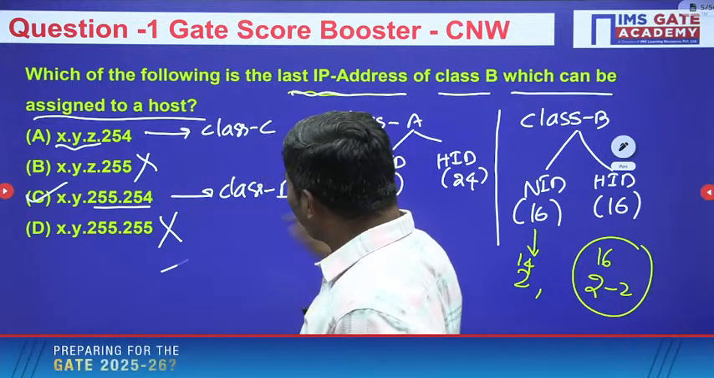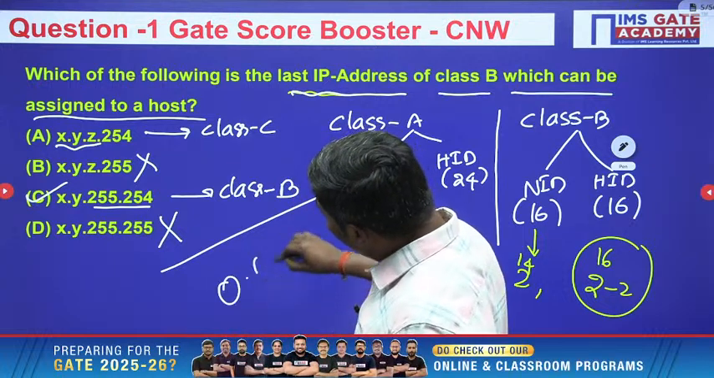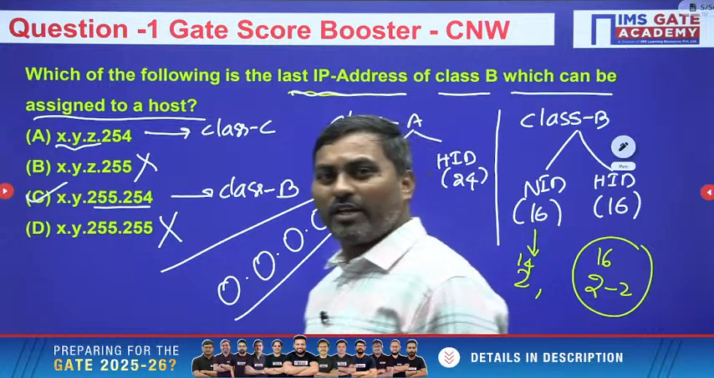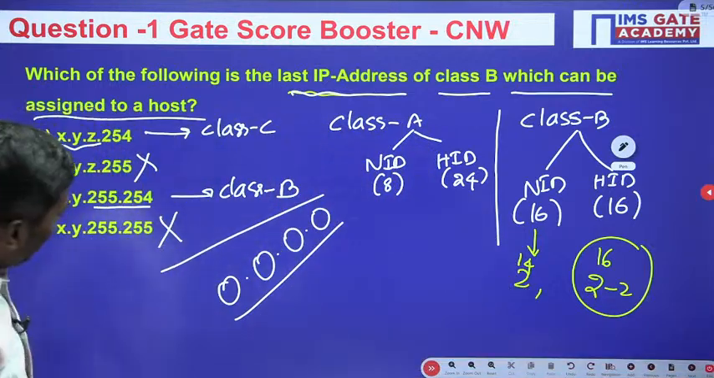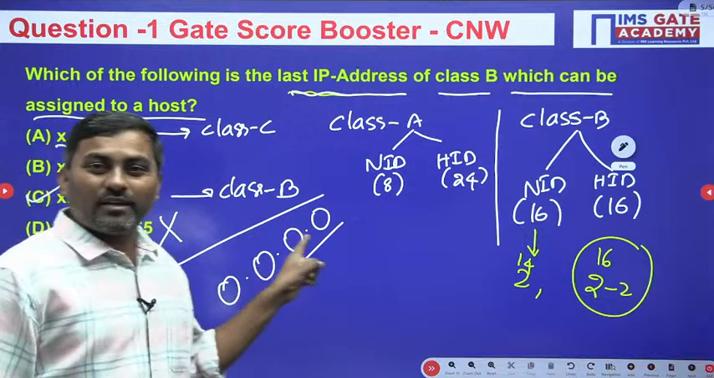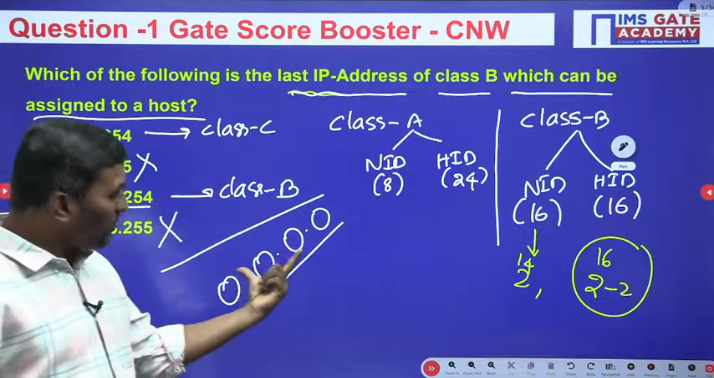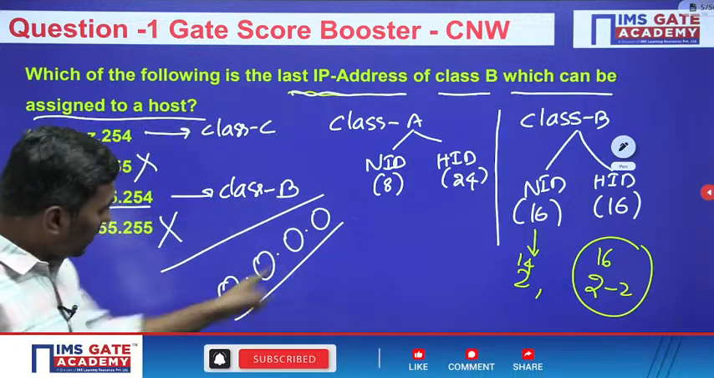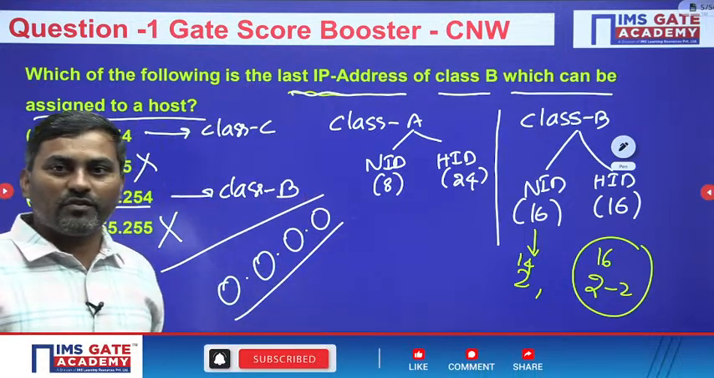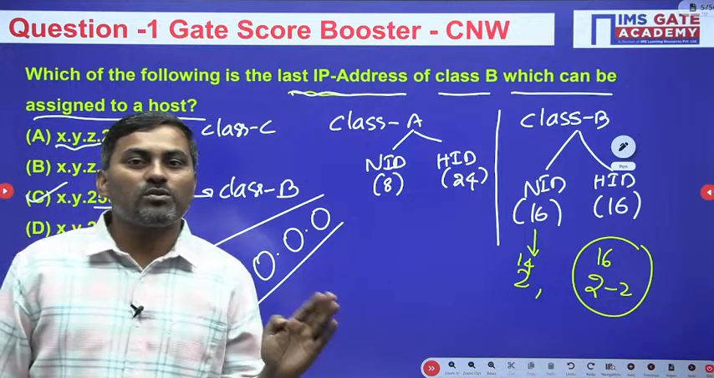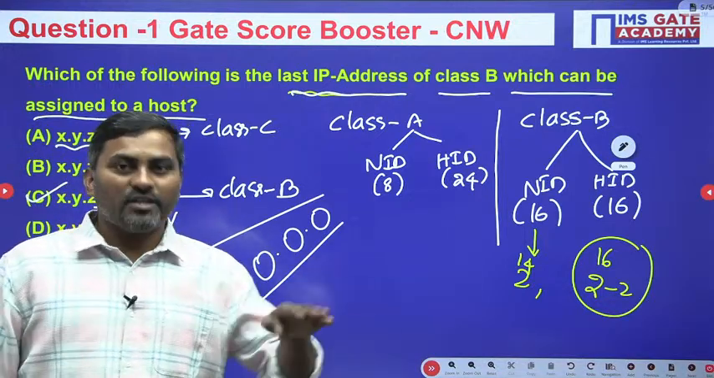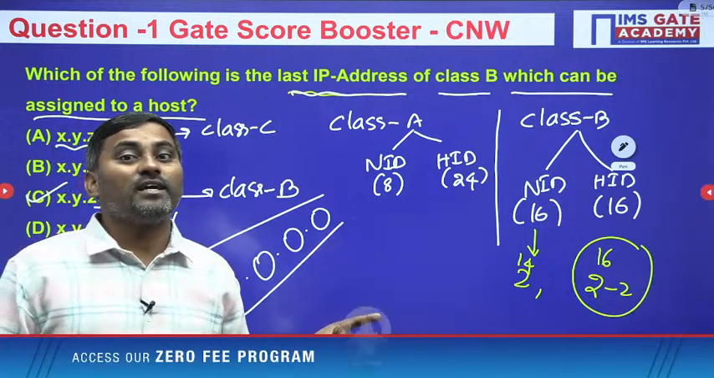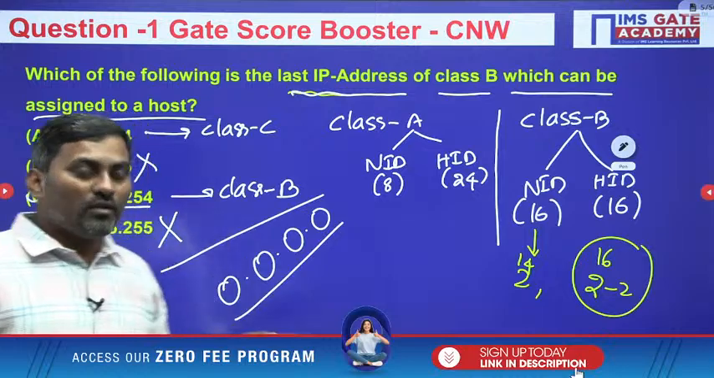Can you tell me, with all zeros and all ones combinations, where can I use this one? Because you told me all zeros and all ones are reserved. If I make it all zeros, where can we use it? Sir, all zeros in the host ID is the network ID of the network, very good. All ones in the host ID is the directed broadcast address of the network, very good.